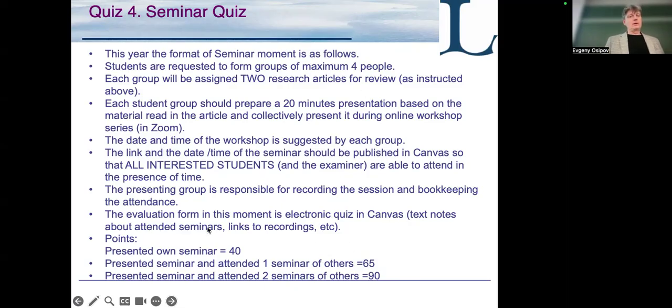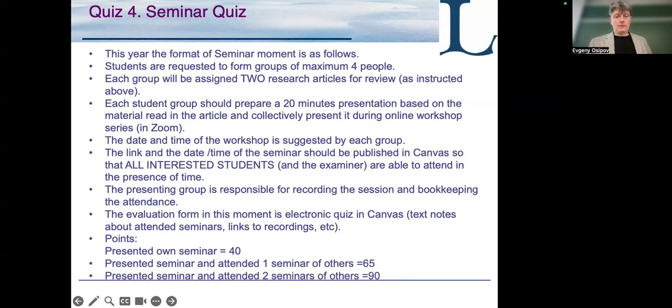The instructions are given in Canvas, and you will also read them in PDF. You have to present it in Zoom. The presentation is scheduled sometime in December, and there is a whole week dedicated to this. You have to attend presentations of others, and then summarize it in an essay type quiz. You will be awarded 40% for just presenting, 65% for presenting and attending one seminar of others, and 90 points if you present and attend 2 seminars. Is that clear? Cool.